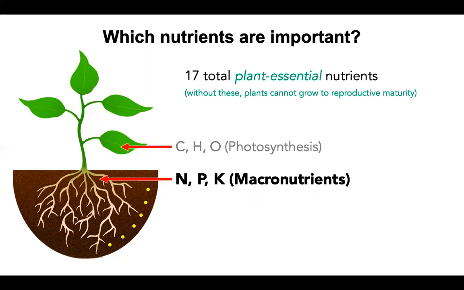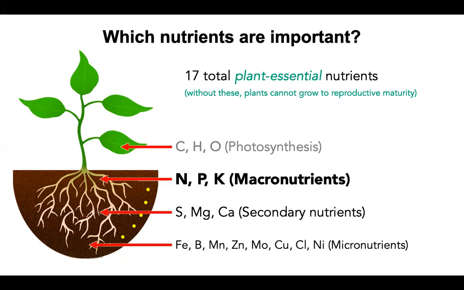Now these we call the macronutrients. Then we have sulfur, magnesium, and calcium, which are our secondary nutrients. And then we have iron, boron, manganese, zinc, molybdenum, copper, chloride, and nickel. Those are our micronutrients. Some people also say that silicon is a micronutrient, but it hasn't been found to be true for all plants, but for some plants, there's also silicon.